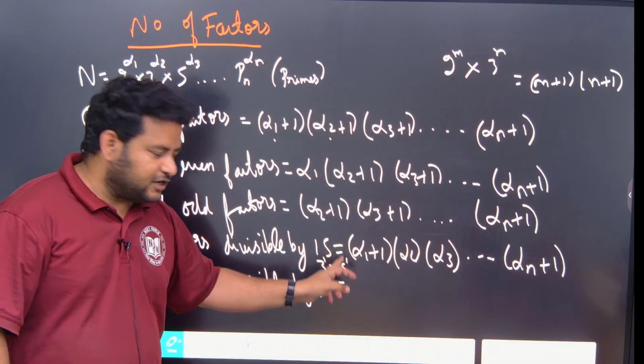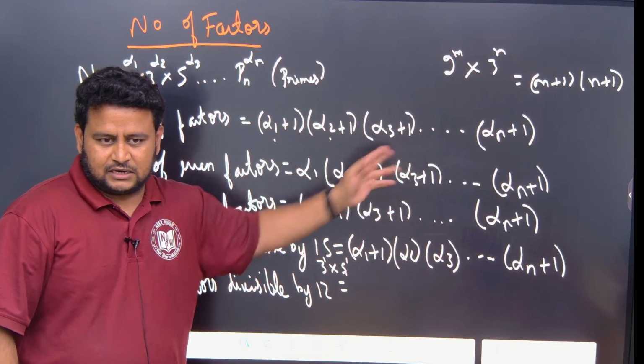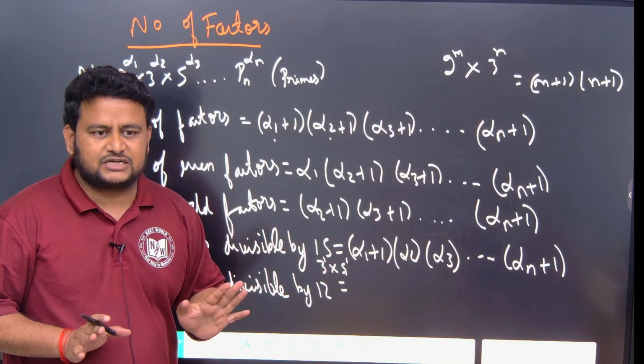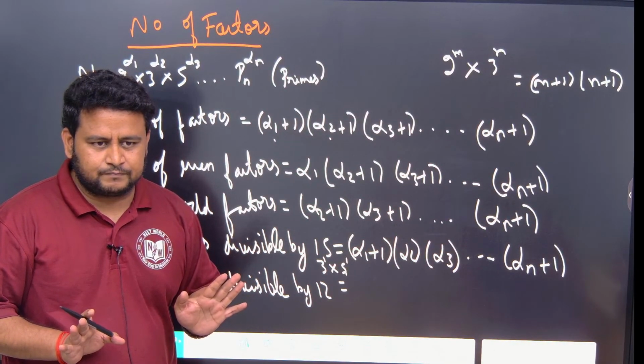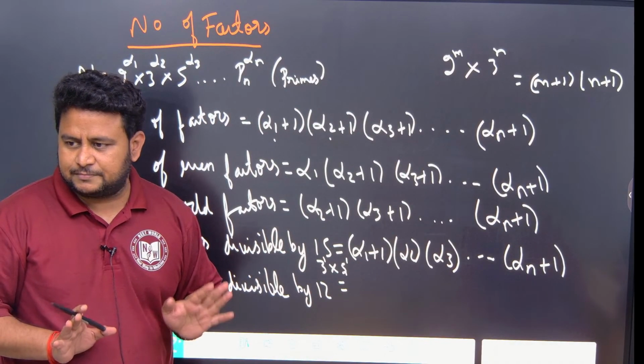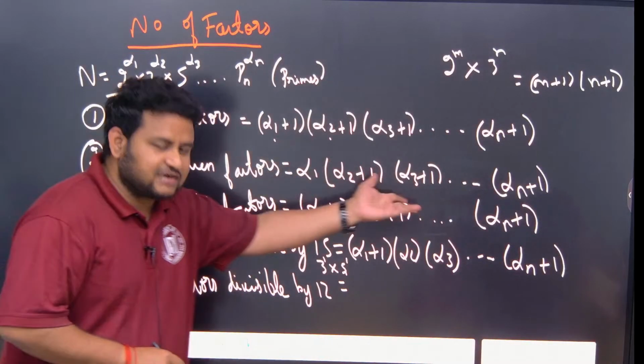Here, 5 to the power of 3 means alpha 3 plus 1 minus 3, like that. Understood everyone? Getting it? Any doubt? You just tell me. Whatever is the power, you subtract it from this, that's all.